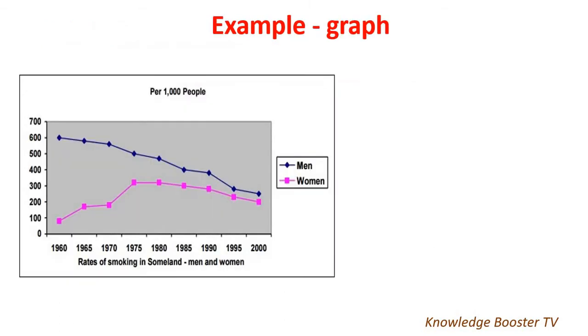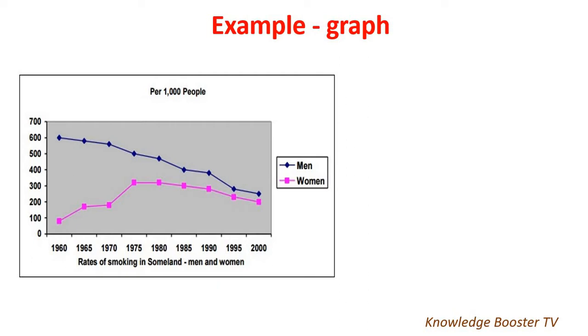This is a line graph. So in that 40 seconds of the exam, I'll describe this line graph as, please listen carefully. The given line graph compares the rates of smoking between men and women in some land from the year 1960 to 2000. From the graph, we can observe that during the year 1960, the rates of smoking was significantly higher in men, which was about 600, compared to women.